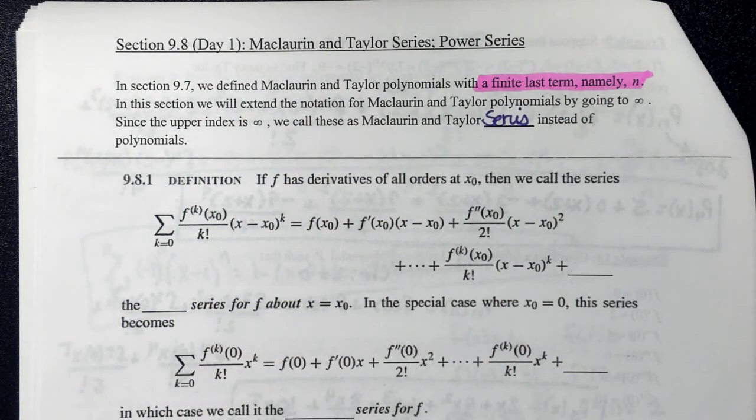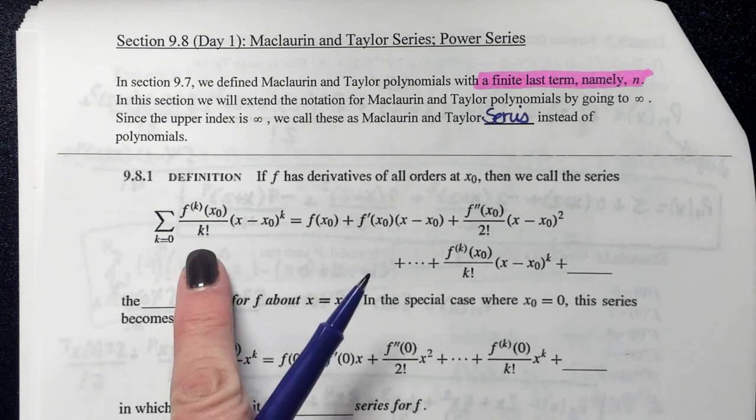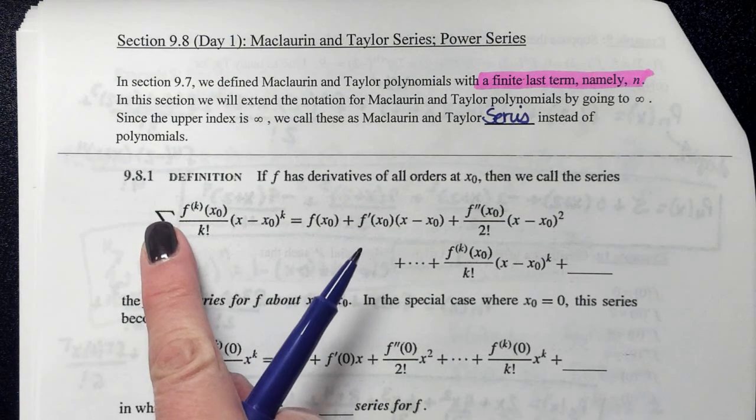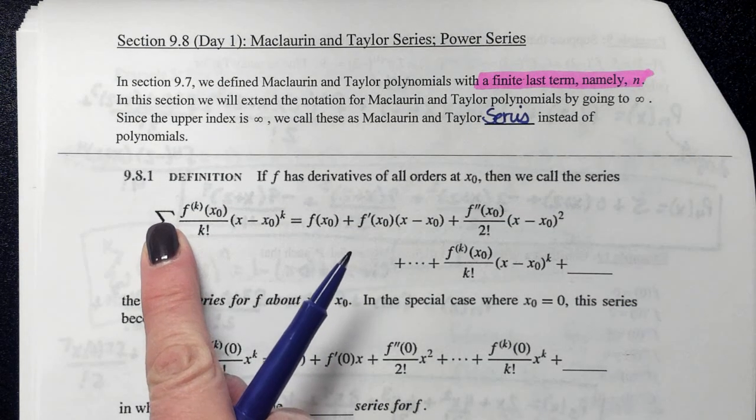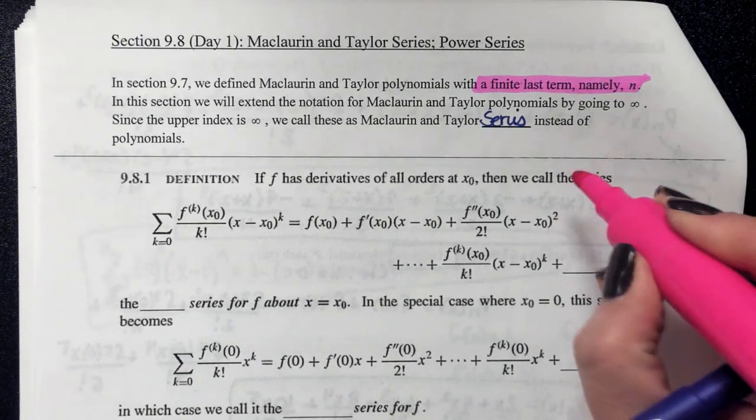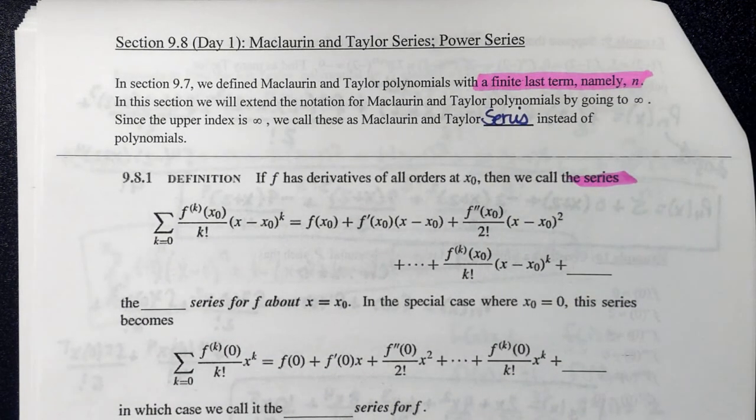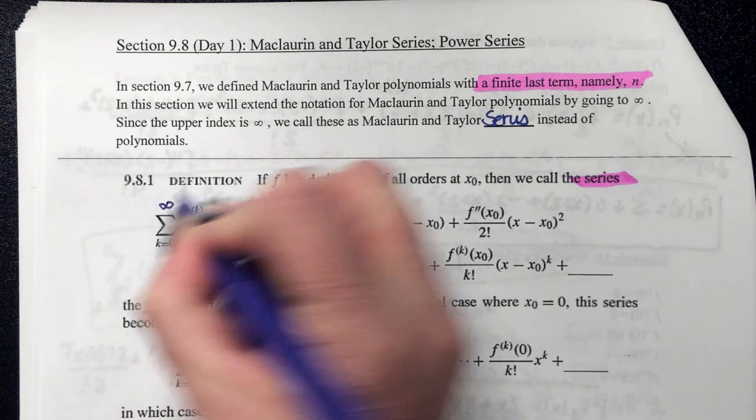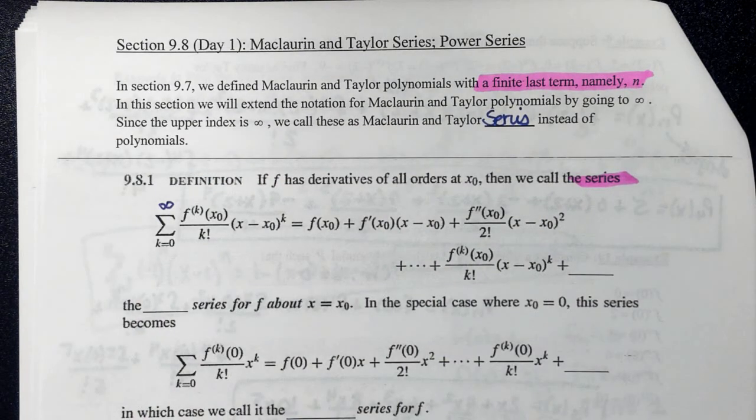So polynomials, remember, have the definite end. Series are going to go to infinity. Again, when I had you write your Maclaurin polynomials in sigma notation the other day, we were ending with the nth term, so that upper index was an n. Now if we talk about the series, remember, a series has no end. The upper index for your sigma notation is going to be infinity.